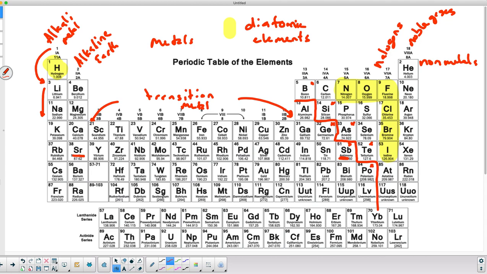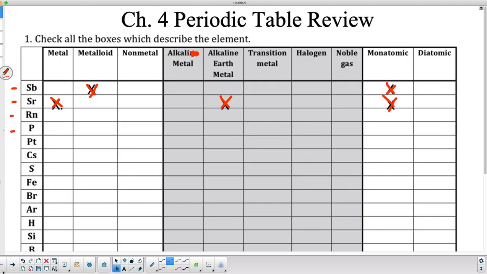Rn is right here. That means it's a noble gas, it's a non-metal, and it's not diatomic. So that's monatomic again. So I go back here. It is a non-metal. It is a noble gas, and it's not diatomic, which means it's monatomic. Okay, do you see how that works?